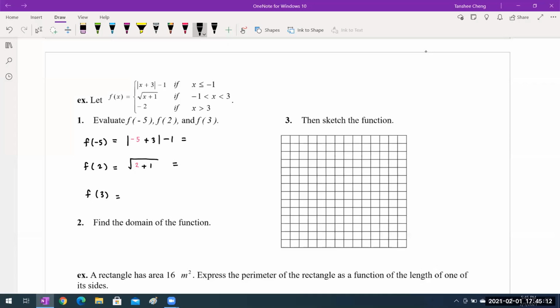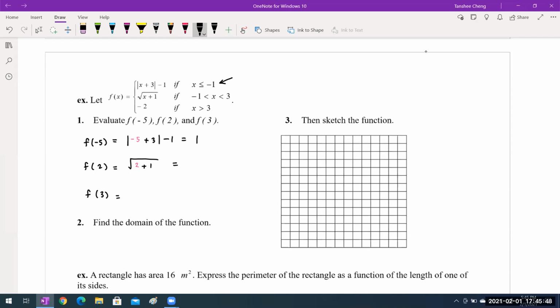So when I'm evaluating f of -5, this input -5 is in the restricted domain of the first formula, because the first formula goes along with the restricted domain of anything below -1. So therefore, I'm going to be using the first formula. So when I evaluate this, -5 plus 3 is -2, absolute value of that is 2, 2 minus 1 is 1. That's what we got.